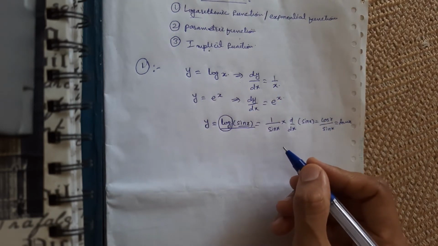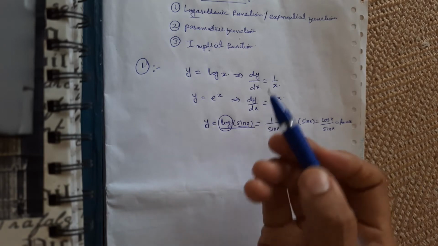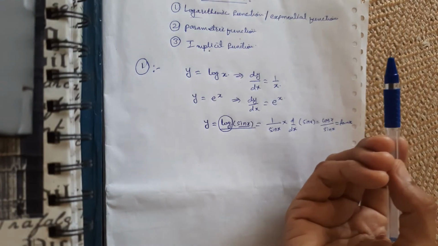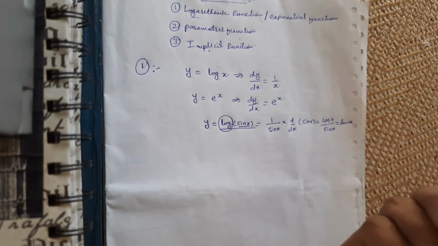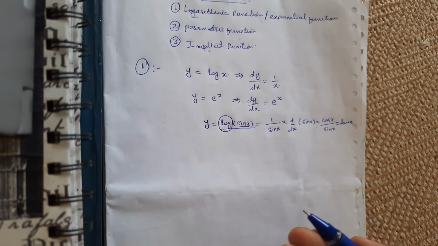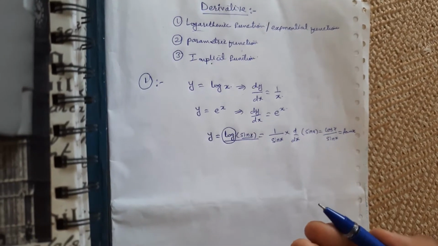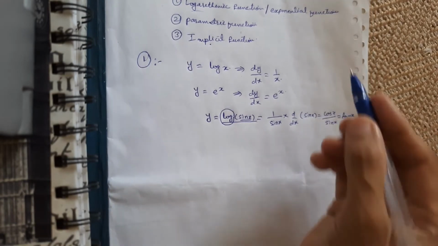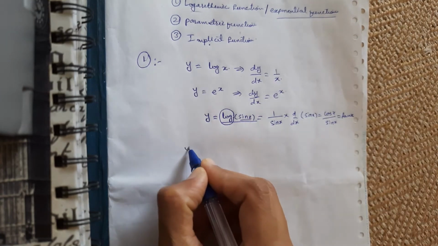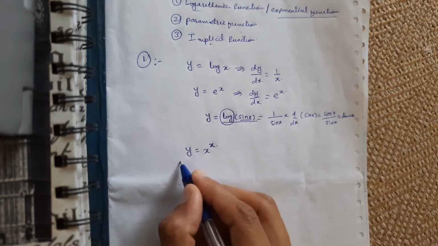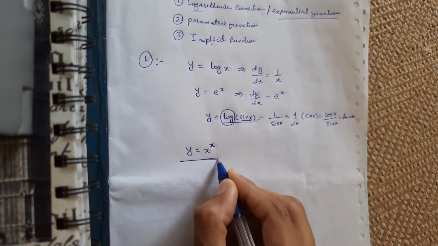Now sometimes it is very complicated to find the derivative of an exponential term or logarithmic term. In that case, what we do is take log to both sides, simplify the term and then take the derivative. That's why we name it the derivative of logarithmic or exponential function. So I am just explaining one example. Suppose I have y equals x to the power x, and I want to find the derivative of this term.